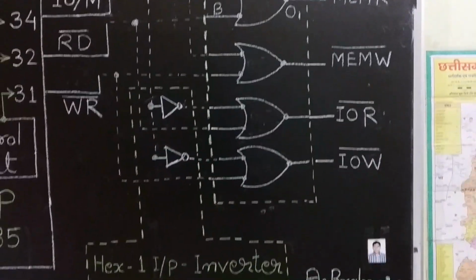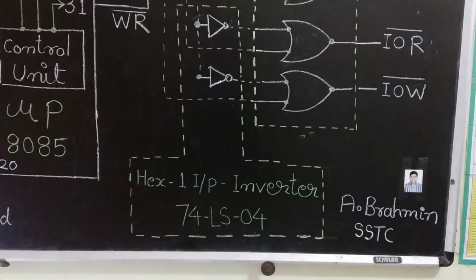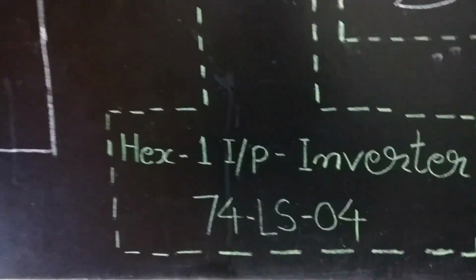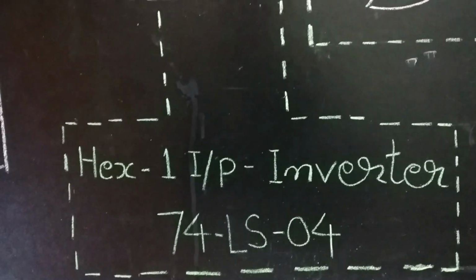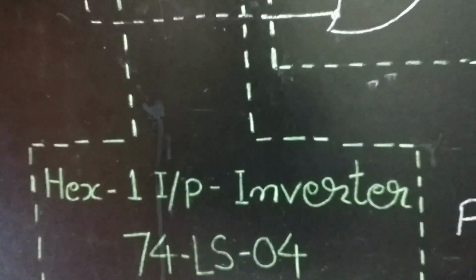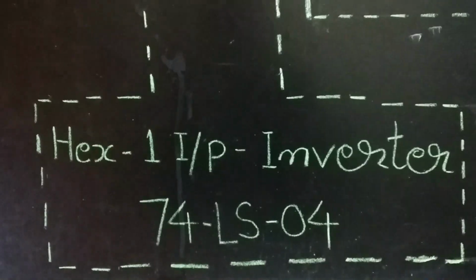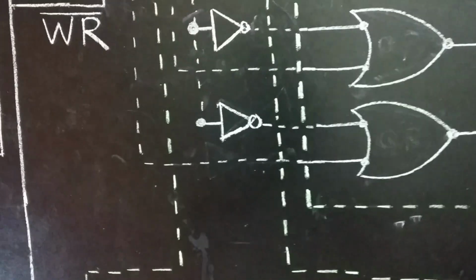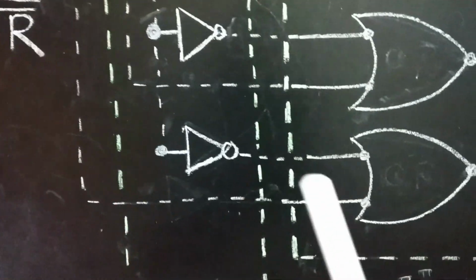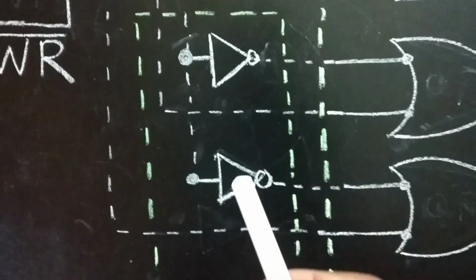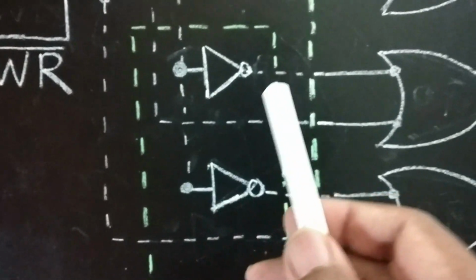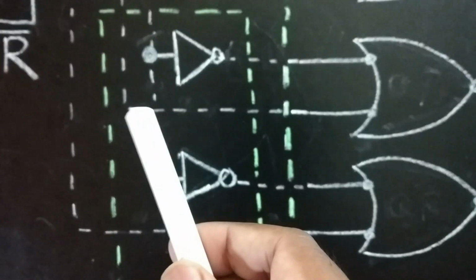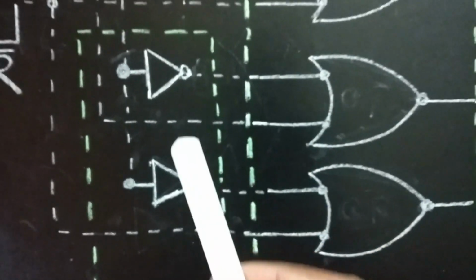Now, this is the property of the OR gate. One more IC we are using here is the hex single input inverter. This IC is 74LS04. Hex means 6, which means in this IC we have 6 inverter gates which just invert the signals. If the input is 1, the output will be 0. If the input is 0, the output will be 1.